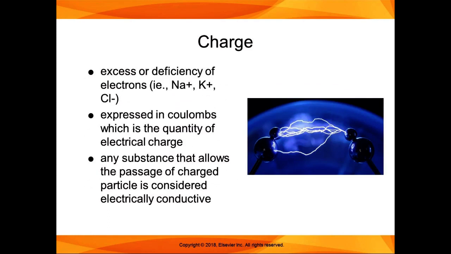So charge is an excess or deficiency of electrons, and of course we know that electrical charge in the body is carried in ions: sodium, potassium, chloride. When we talked about fluid and electrolyte balance, that's our electrolytes' job, to carry the charge in our body. Charge is expressed in units of coulombs, which is essentially the quantity of electrical charge. Any substance that allows the passage of charged particles is considered electrically conductive, or a conductor. Things that do not allow the flow of charged particles are electrical insulators. So in our body we have things that are insulators and things that are conductors.